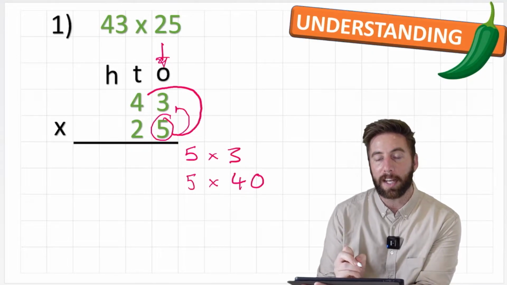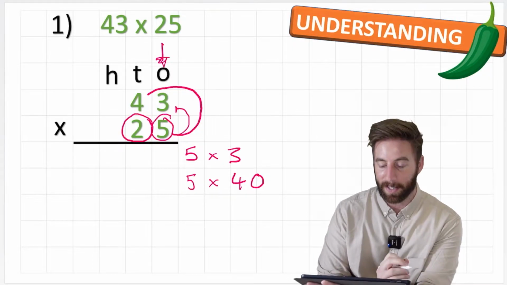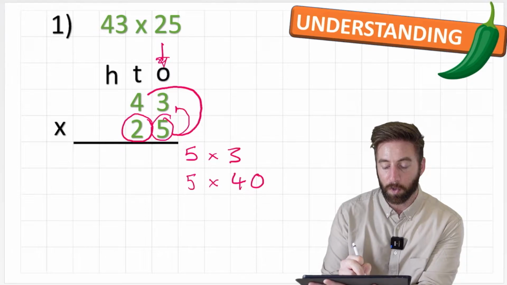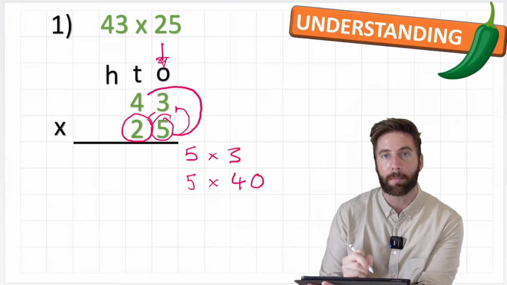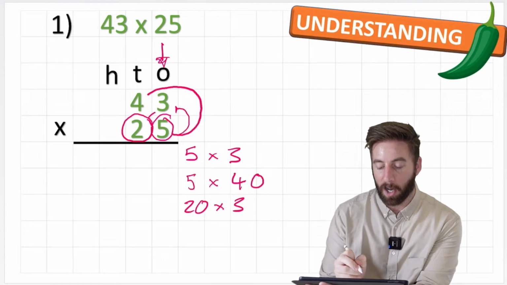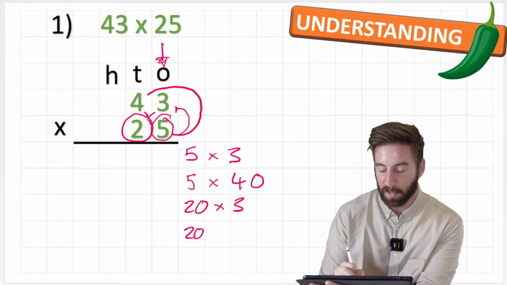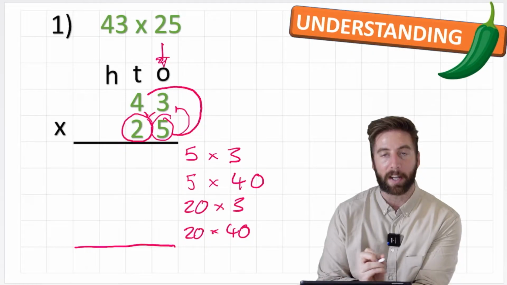Now I'm going to look at the second digit in this number, the 2. And we know it's not a 2, it's actually a 20. So my first question should be 2 times 3, but like we say, it's not a 2, it's a 20. So 20 times 3, and then my last question would be 2 times 4, or 20 times 40. And now I'm ready to begin.